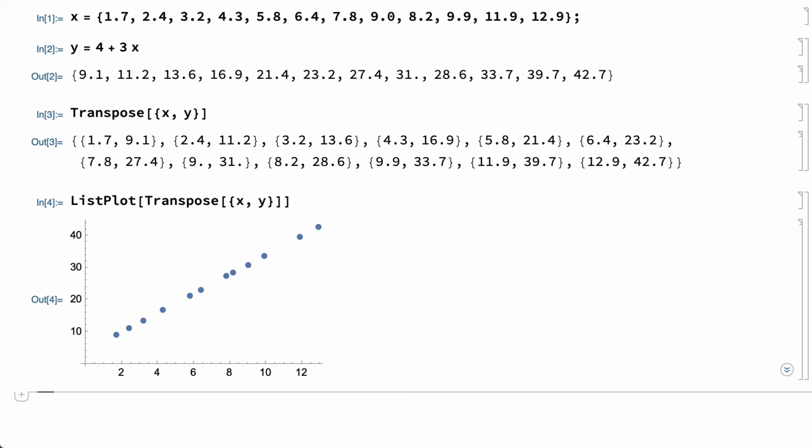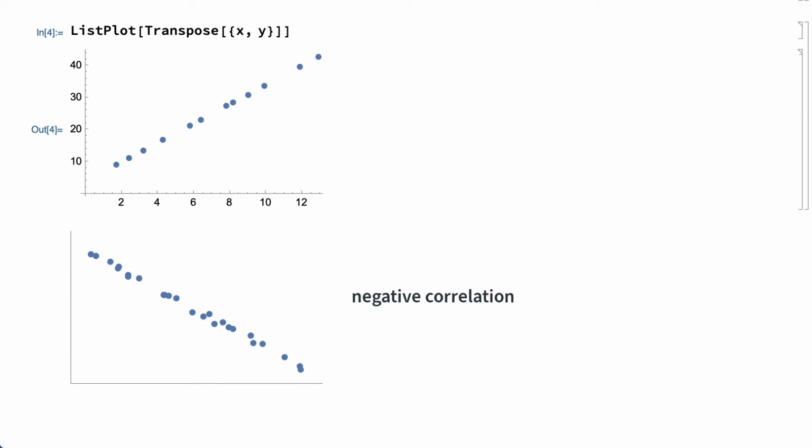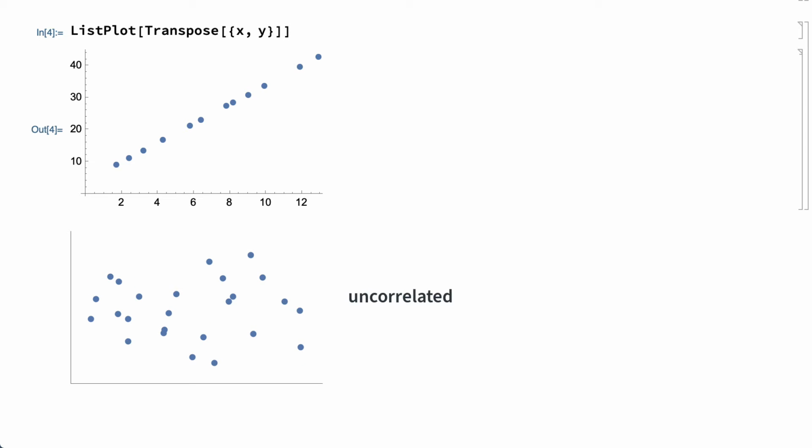Realistic data typically does not fall on a straight line like this. Here's a plot of data that does trend along a straight line, but the points do not all fall exactly on the line. If the points in the plot fall generally on a line that slopes upward, the variables are said to be positively correlated. If the line slopes generally downward, the variables are negatively correlated, and if the points are scattered with no trends up or down, the variables are uncorrelated.